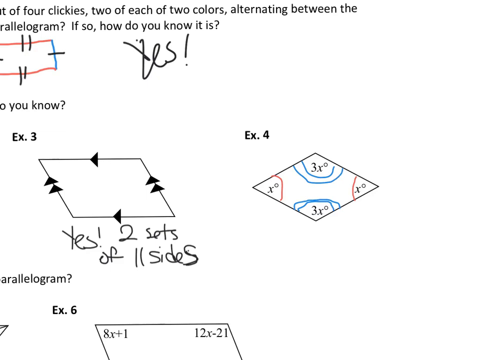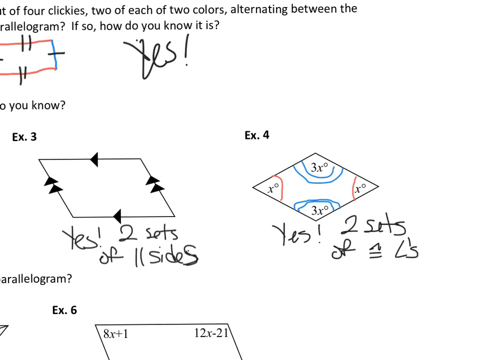So I have two different sets of opposite congruent angles. So yes, this is a parallelogram. Okay, and I've got two sets of my congruent angles.